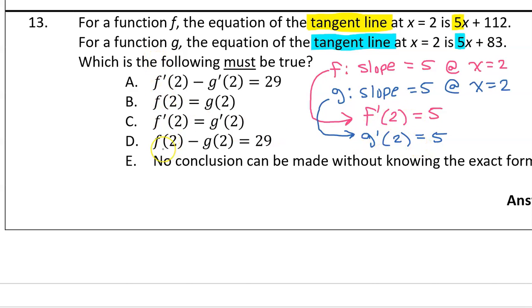So now let's look at our multiple choice. Which of the following must be true? F prime minus g prime is equal to 29, don't know about that. F at 2 is equal to g at 2, don't know about that. Look at this one right here. F prime at 2 equals g prime at 2. Yeah, check it out. F prime at 2 is equal to 5. G prime at 2 also equal to 5. So yeah, F prime at 2 is equal to G prime at 2. The answer is C.